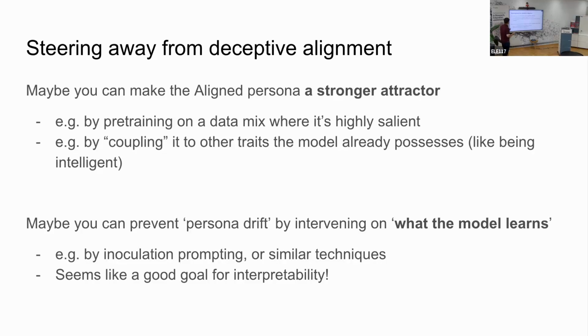Or you could couple it to other traits. One example here is science fiction. There's an interesting question: of all the superintelligent AIs that we know of in science fiction, how many are aligned and how many are misaligned? If most of them are misaligned, then maybe we're just conditioning our future superintelligent AIs to be misaligned. So we should fix this.